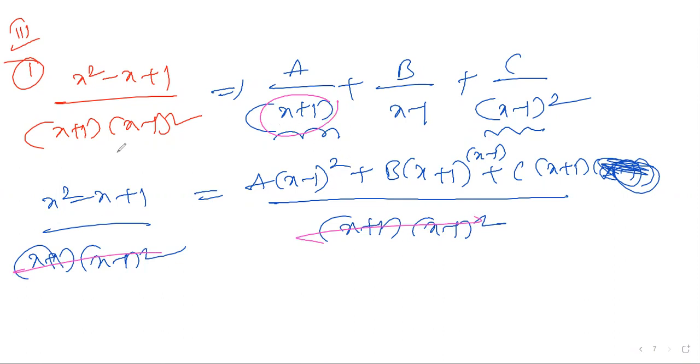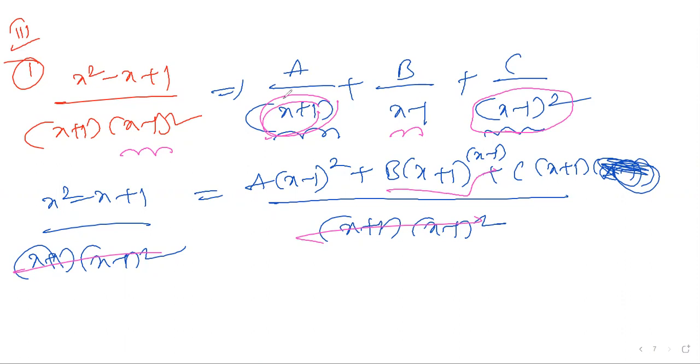So what is not available? (x minus 1) whole square is not available. Here x minus 1 is available, x plus 1 is available, but x minus 1 whole square is not available. Here (x minus 1) whole square is available, x plus 1 is not available. Okay, that is why I wrote it. Still clear?